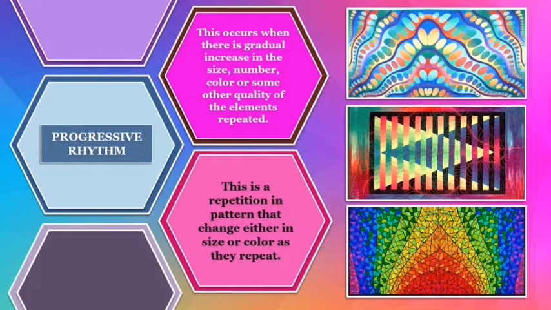Lastly, we have progressive rhythm. This occurs when there is gradual increase in the size, number, color, or some other quality of the elements repeated. This is a repetition in pattern that change either size or color as they repeat.